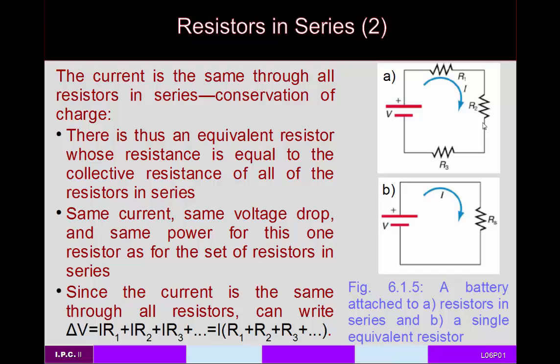Since the current is the same through all of these, that means that A, we have this equivalent resistor that we can treat as being similar to these, and B, it's got to have the same current and the same voltage drop and the same power used as this combination does. And since the current is the same through all of these, we can write that this sum is I times R plus I times R plus I times R. We can remove the I and put all the R's in parentheses. So delta V is current times the collective sum of these three resistances.